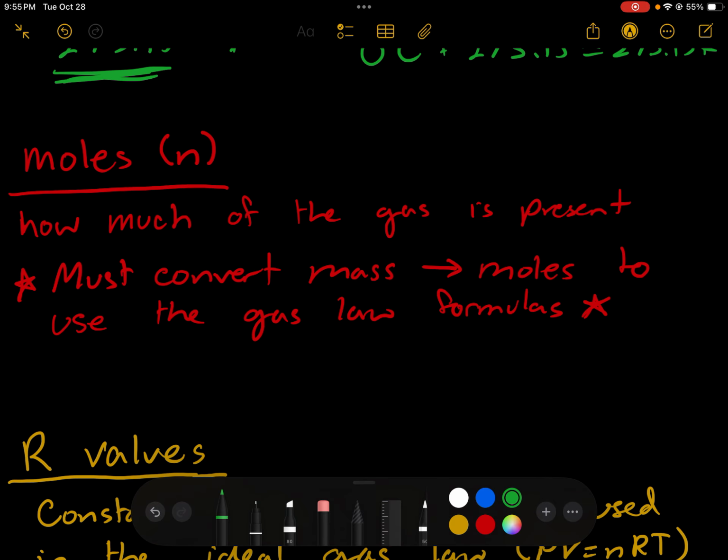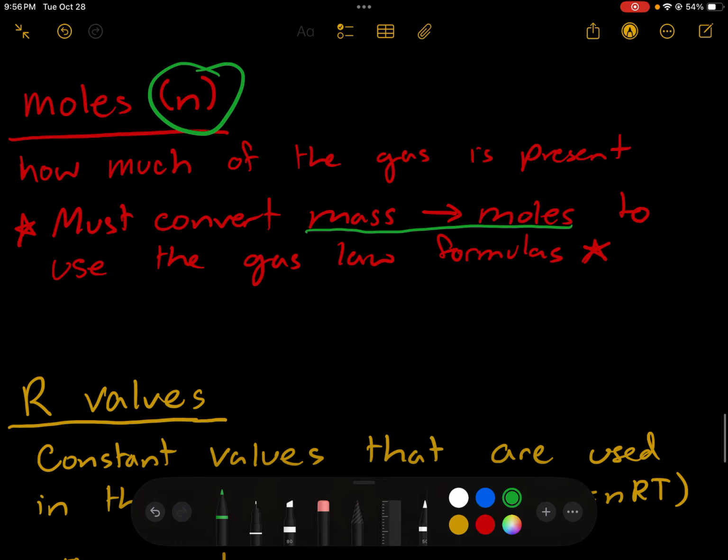Next property I want to discuss is moles. Moles, in terms of gas laws, is always going to be abbreviated with the letter N. Do not ask me why the letter N was picked, it just was. But that is defined as how much of the gas is present, not in mass, but in moles, and you should be familiar with moles at this point. If you are given mass, you are going to have to convert it into moles to use the gas law formulas, because there is one particular formula that has moles in it directly, but a couple of the other ones will use it a little bit peripherally.